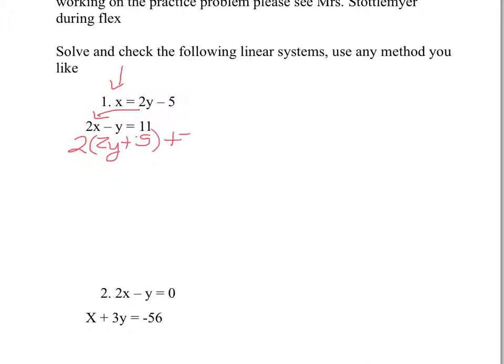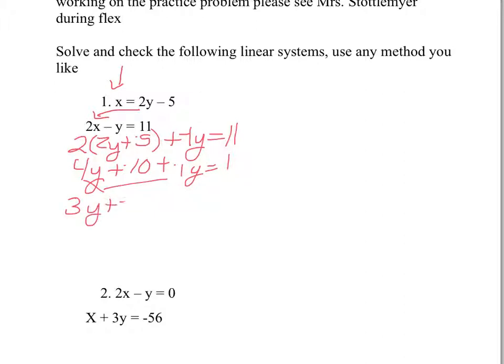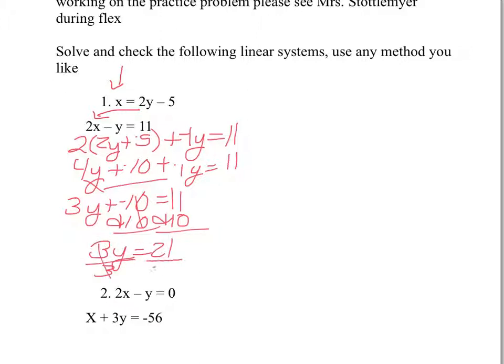And then the plus negative 1y still stays, and it all equals 11. Distribute through the parentheses, so 4y plus negative 10 plus negative 1y equals 11. Combine our like terms of our y values. That gives me 3y plus negative 10 equaling 11. Add 10 to each side. 3y equals 21. Divide both sides by 3. And y is 7.